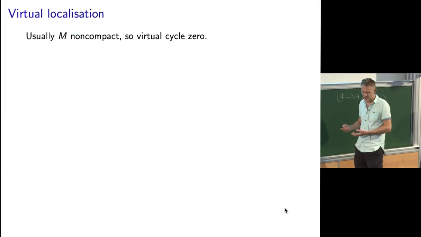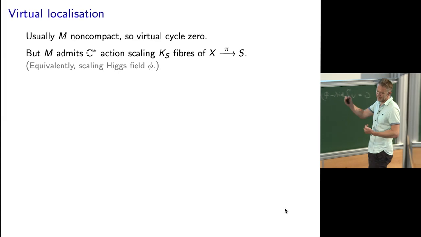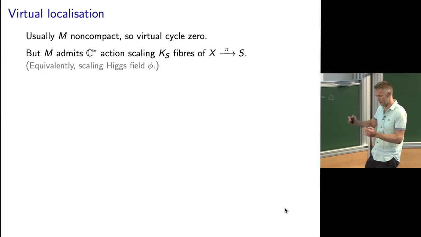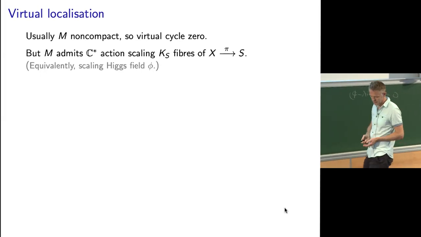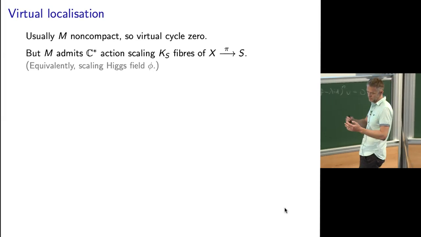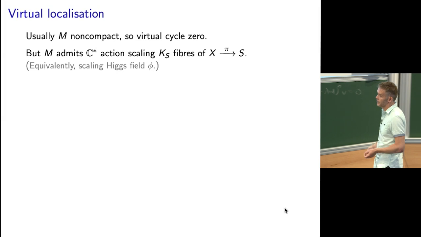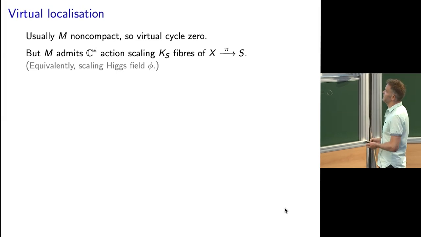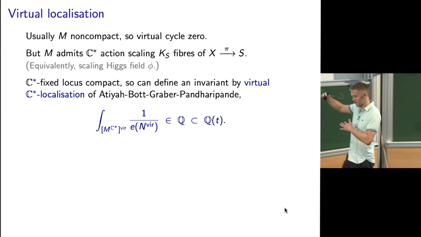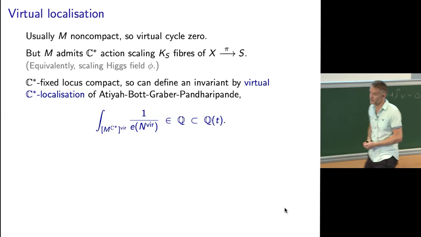So really the virtual cycle vanishes. It doesn't make much sense. But we're going to use this C-star action where we scale the fibers, the canonical bundle fibers, or equivalently we scale the Higgs field phi. You can work on X, or you can work on S with Higgs pairs. They're equivalent. And at various points in these papers, we switch from one to the other. There's various things which are very convenient in one picture, and various things that are impossible in one picture and very convenient in the other. And now the C-star fixed locus is compact, and that's essentially because the fixed locus of C-star on X is compact. It's the original surface.